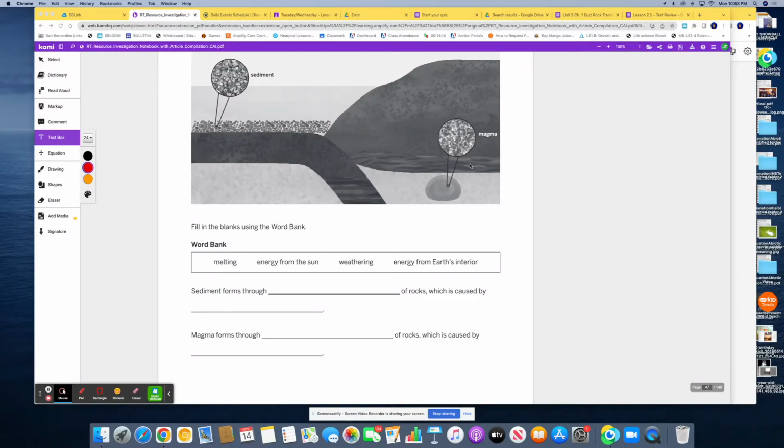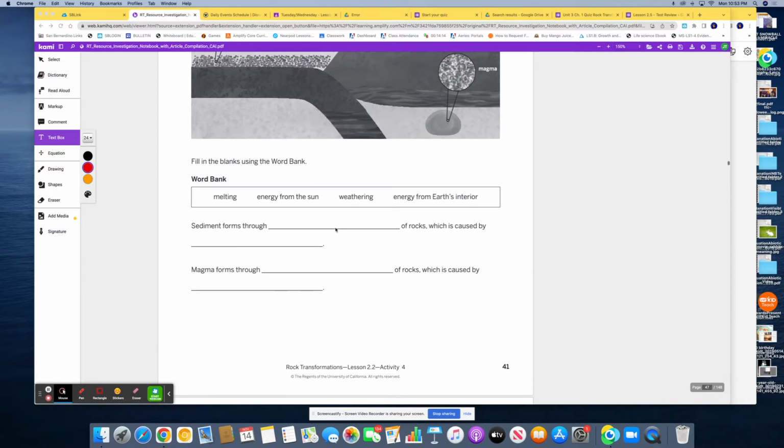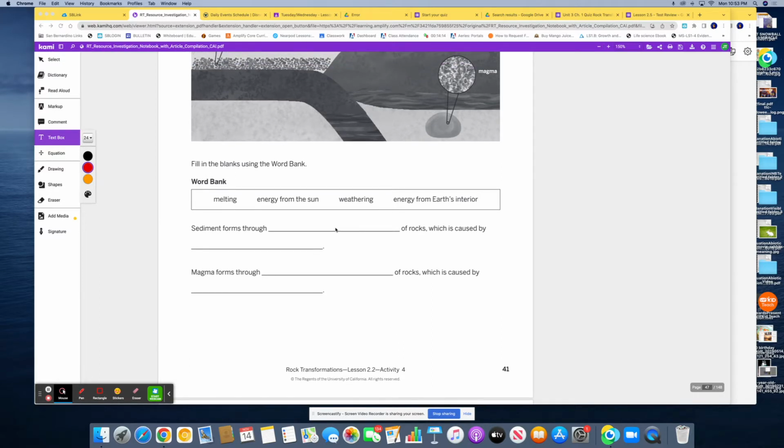So how are sediment and magma formed? Well, what am I going to do? You should be on page 41. What I would like for you to do is to write in the blank what I am typing in your notebook.